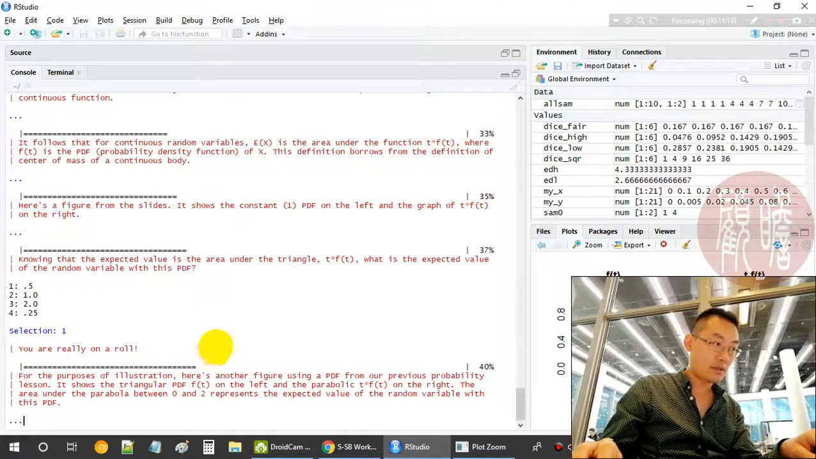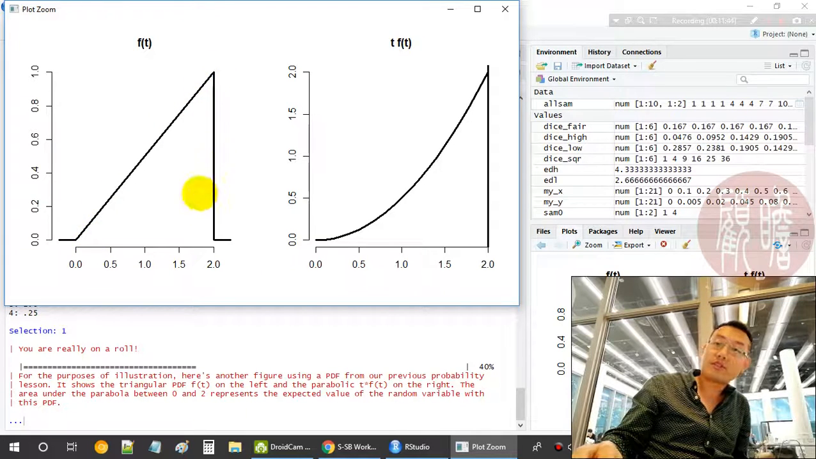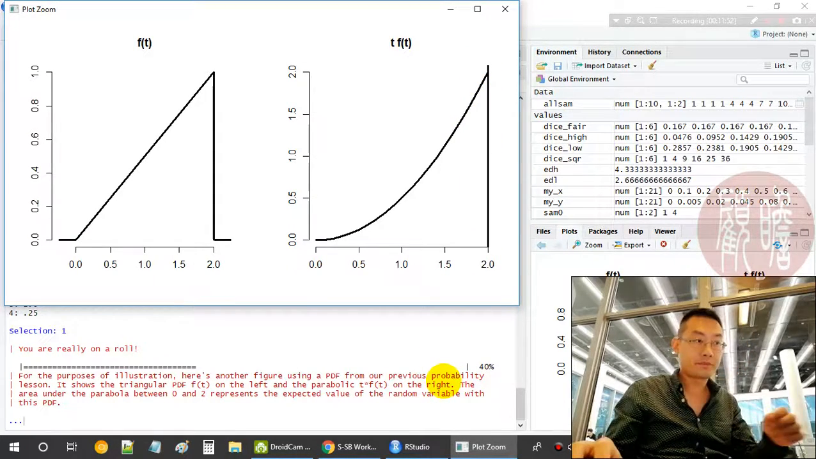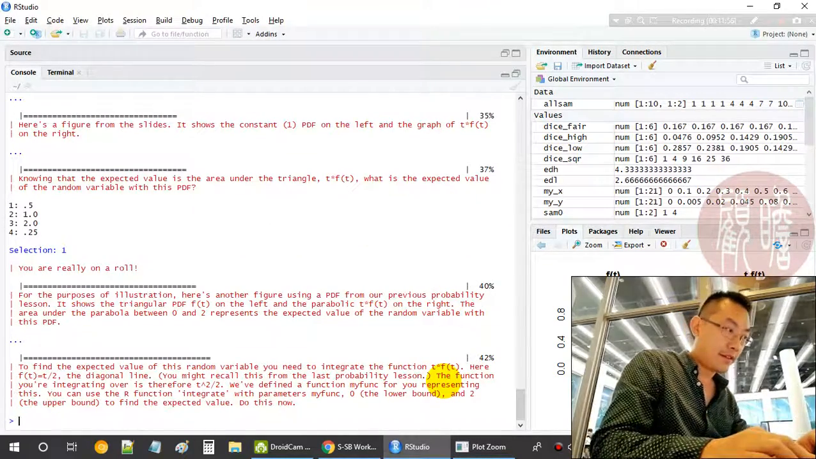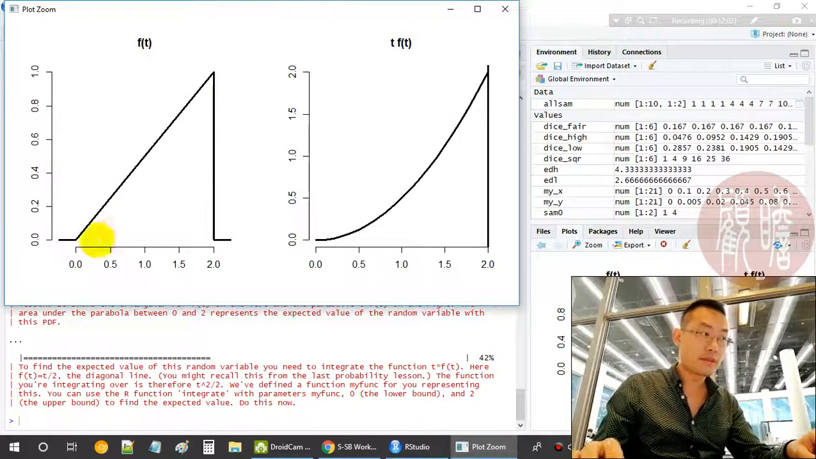The purpose of this illustration is to show a triangular probability density function on the left and the corresponding t times f(t) on the right. The area under the probability density is between 0 and 2. We want the expected value of the random variable with this PDF. Since the probability density function has changed, the t times f(t) also changes. These are all not normal; if it's a normal probability density function, we'll see the bell curve. We'll go to that later.